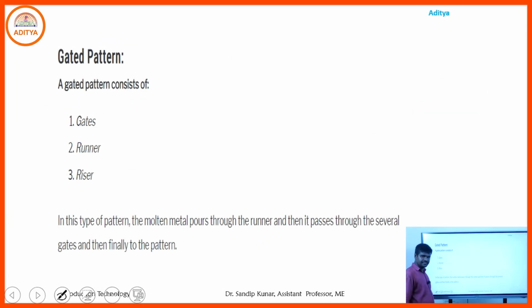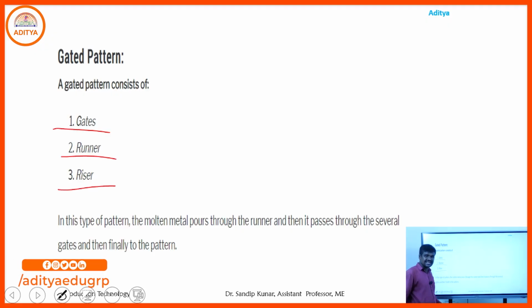Gated pattern. In case of gated pattern, the main components are gates, runner and riser. Those are the main 3 parts of the gated pattern. Okay, and in that type of pattern, what happens? The metal pours through the runner and then it passes through the several gates that are there, and finally it will come to the mold cavity.